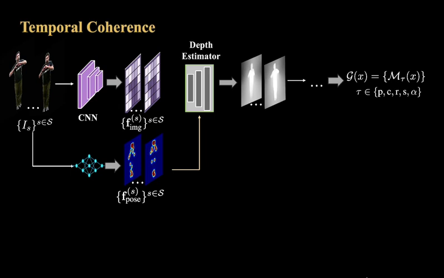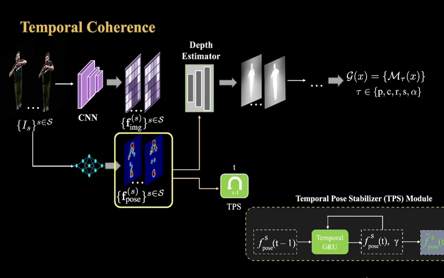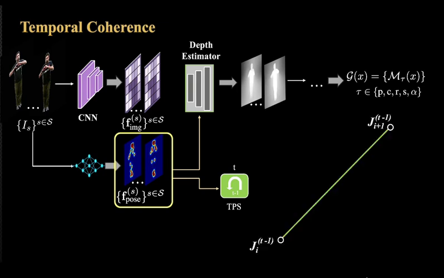Temporal coherence. Beyond feeding pose features into the depth estimator, an auxiliary pose pathway inputs these features into the TPS module, which employs a gated recurrent unit network. This module refines pose estimates by leveraging temporal cues. For example, joint positions from the previous frame constrain and guide the estimation in the current frame, improving stability and reducing jitter during fast motion.